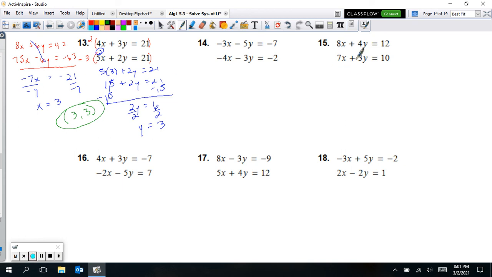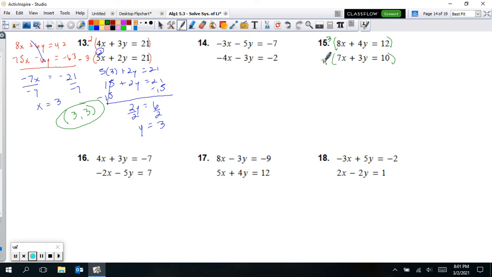Let's look at 15. So for 15, 8 and 7 are bigger than 4 and 3, so I would try to eliminate the y's. I'm going to adjust these first. What number can these both go into? The closest number they can both go into is 12, because 4 goes into 8, and 3 does not. 4 goes into 12, and 3 goes into that, so it's got to be 12. To make this into a 12, you multiply by 3. And to make this number 12, you multiply by 4.